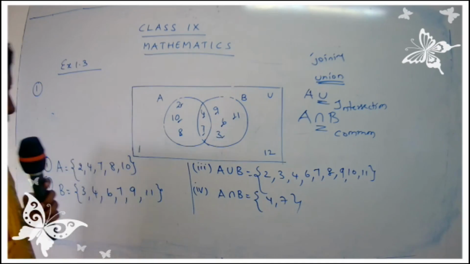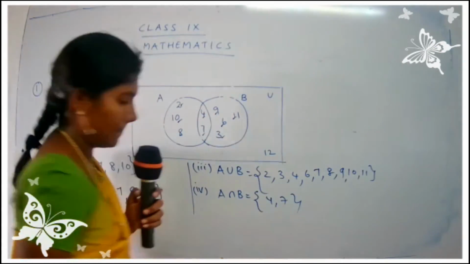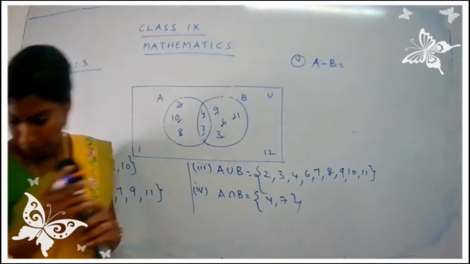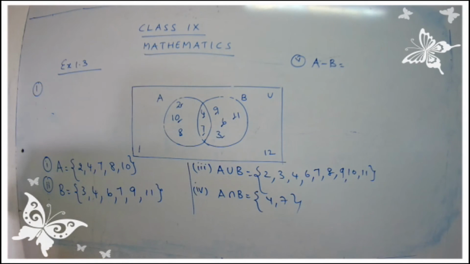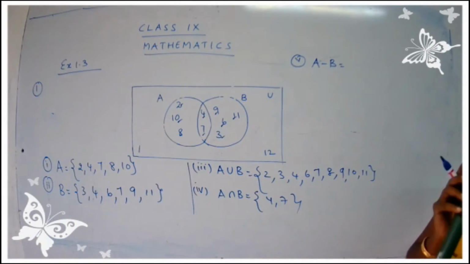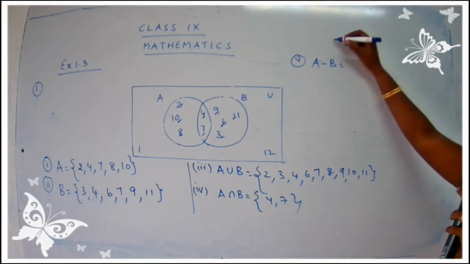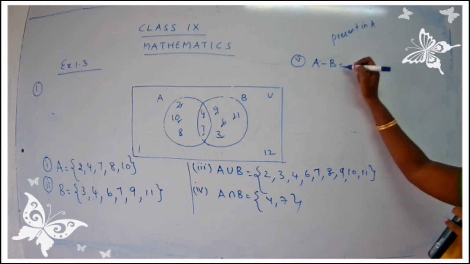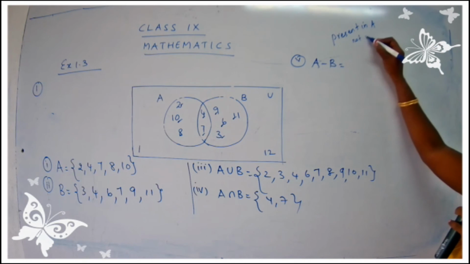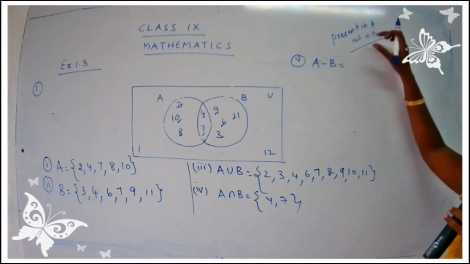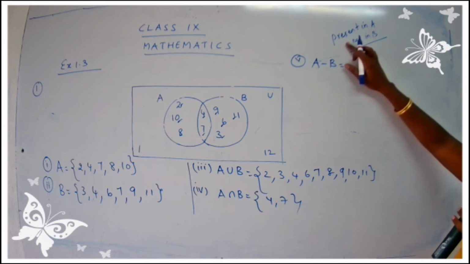Let's go for the fifth subpart. A minus B. Let's write down the value for A minus B. I have told you how to understand this. A minus B means present in A, not in B. Are you clear with this, children? A minus B means present in A, not in B. This is what this particular set refers to.